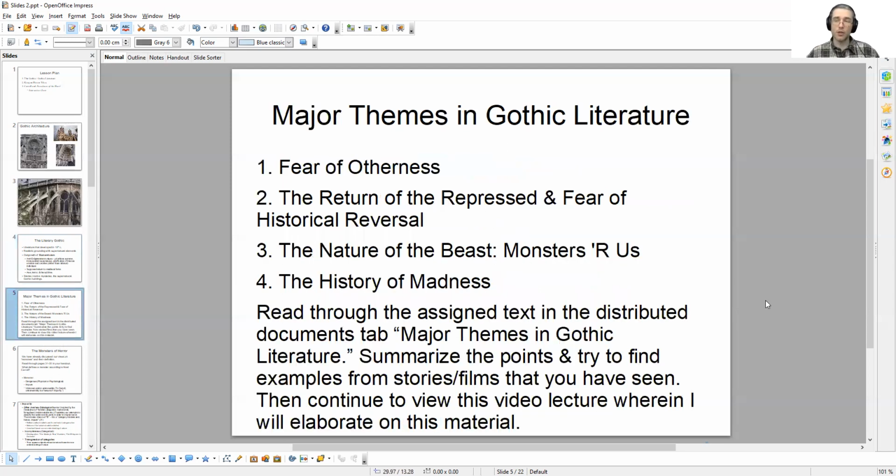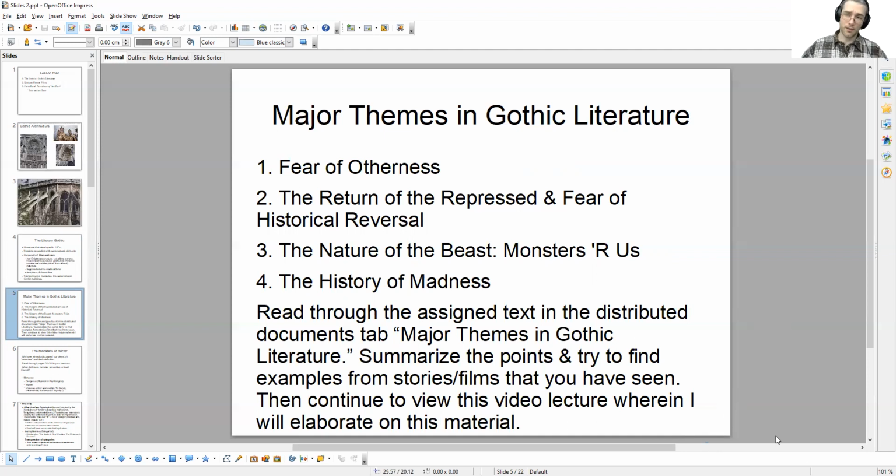The article that I ask you to take a look at now is a short summary of major themes in Gothic literature. There are 5 such themes, although of course there are many more, but these are the 5 that we'll be focusing on. And I want you to pay specific attention to 4 of them. So read that article on the fear of otherness, the return of the repressed and fear of historical reversals, the nature of the beast, monsters are us, and the history of madness. These are all concepts in Gothic literature and in, well, monster making that we'll be taking a look at as we go through this course.